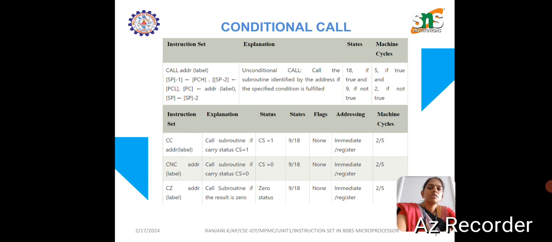Next is your CC. CC means call subroutine if the carry status is equal to 1. Next is your CNC. CNC means call subroutine if the carry status is equal to 0. Next is your CZ. Here we call the subroutine if the result is 0. This instruction is again used.